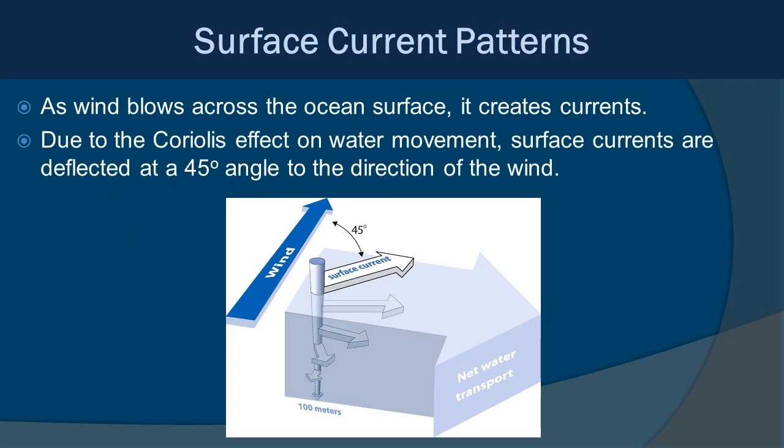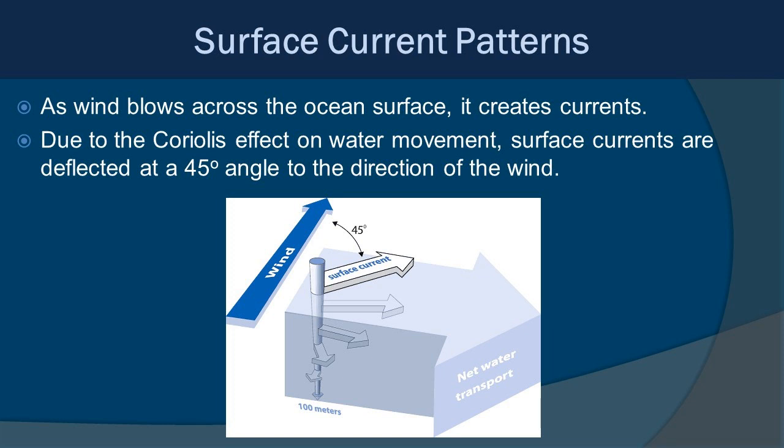Now let's head back to the surface currents themselves. As wind blows across the ocean surface, it's going to create a current. That current is also going to be impacted by the Coriolis effect. Specifically, it will change the direction of the water current about 45 degrees clockwise in the northern hemisphere from the prevailing winds that start the current to begin with. And of course, this would be counterclockwise in the southern hemisphere.